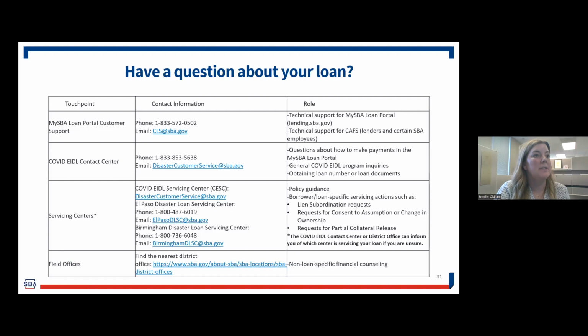If you have questions about your loan, who do you contact? This is probably the most confusing thing for people. Again, if you need technical assistance with the My SBA Loan Portal, you're going to call that IT team. That's the 833-572-0502. But if you just have a customer service question about your loan, so the top one is IT support. You can't log in, you can't create a login.